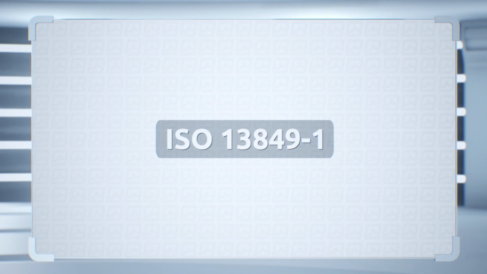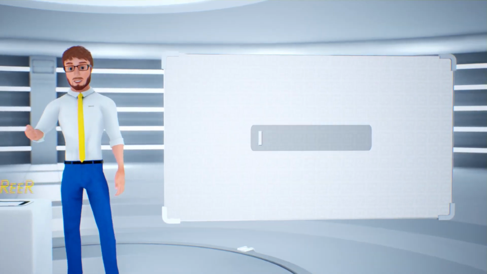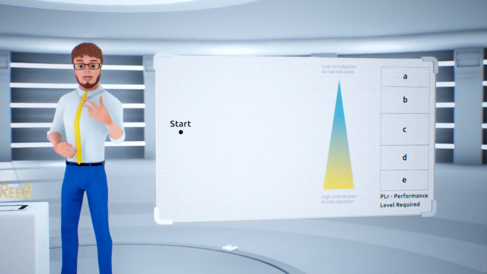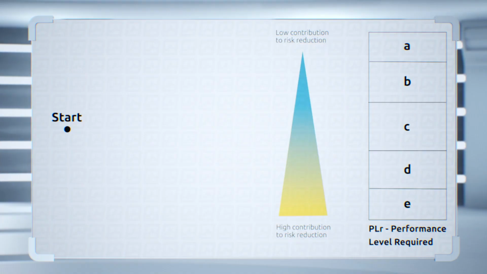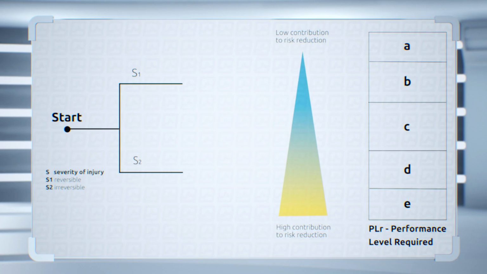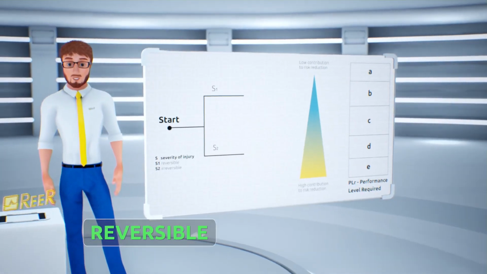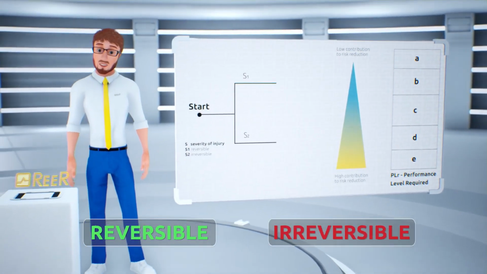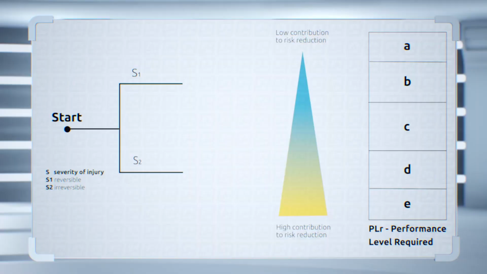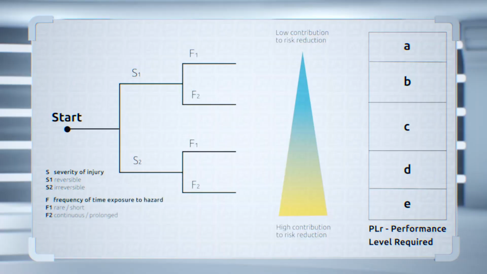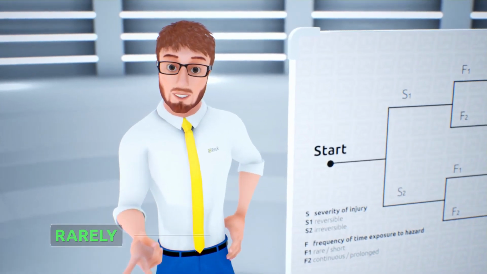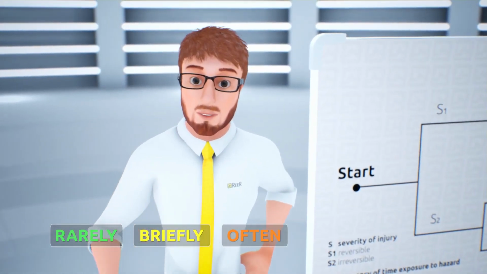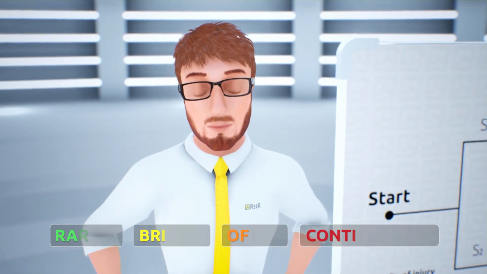According to the ISO 13849 Part 1, the risk assessment depends on three main factors. 1. What is the severity of the injury for the operator? Would the injury be reversible or irreversible? 2. What is the frequency of exposure of the operator to the danger? Rarely, briefly, often or continuously for long periods of time?